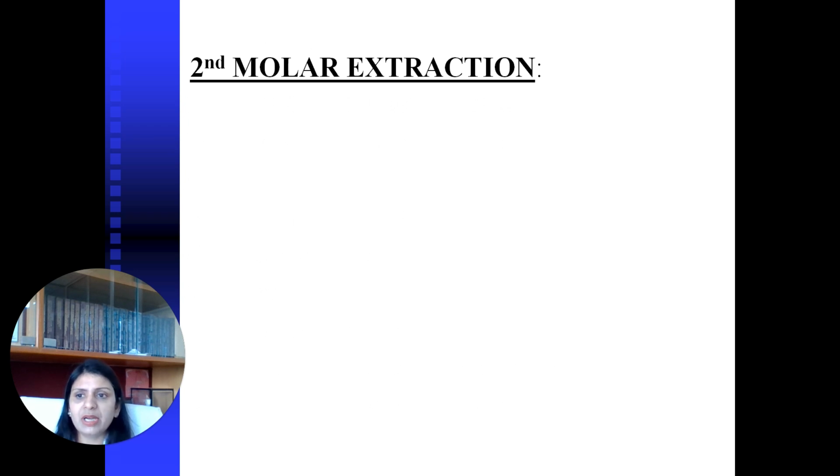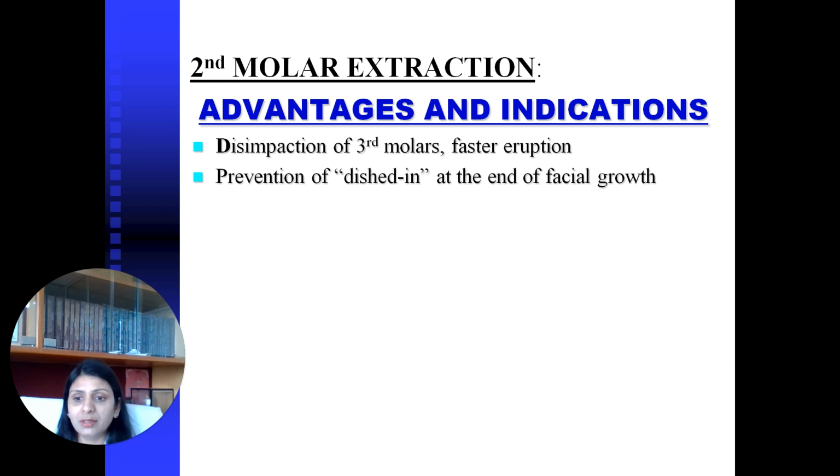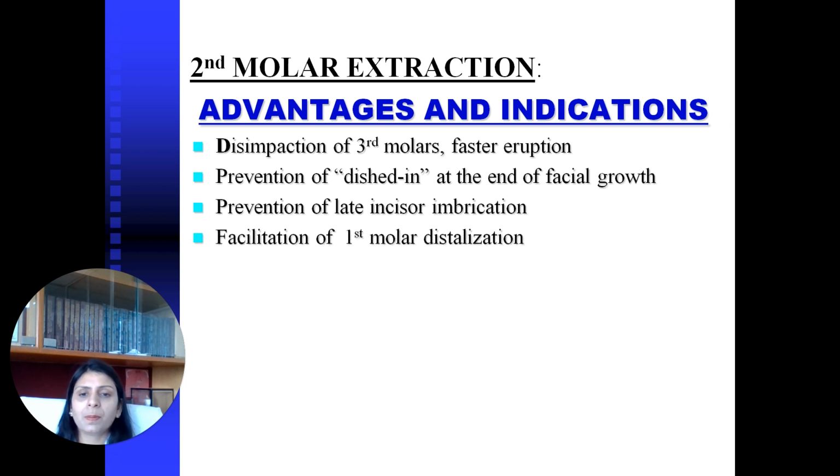There are the second molar extraction indications. Whenever we want disimpaction of third molars, it helps in faster eruption of the third molars, and prevention of distal drift at the end of facial growth. As mentioned earlier, whenever we extract farther back in the oral cavity, that will help in preventing the distal drift. Prevention of late incisor imbrication. Imbrication is crowding. So late incisor crowding can be relieved with the help of second molar extraction.